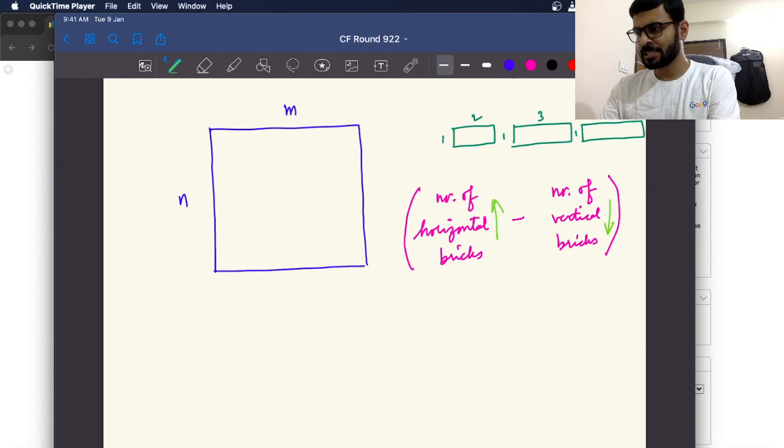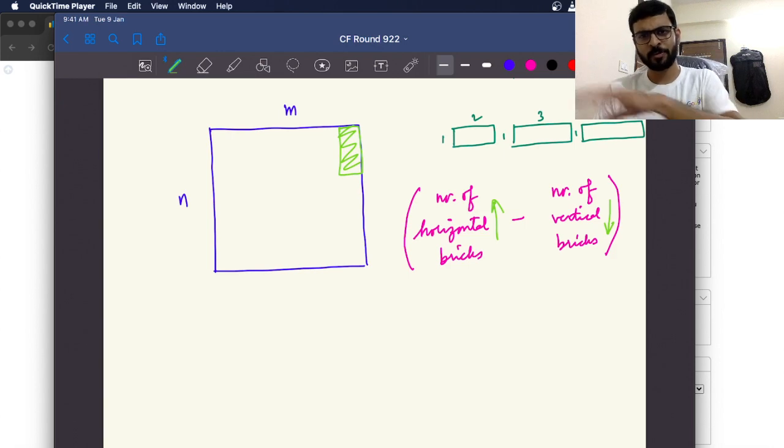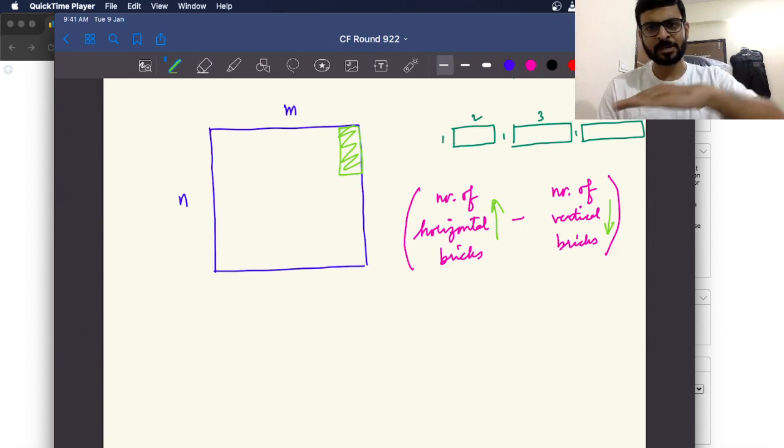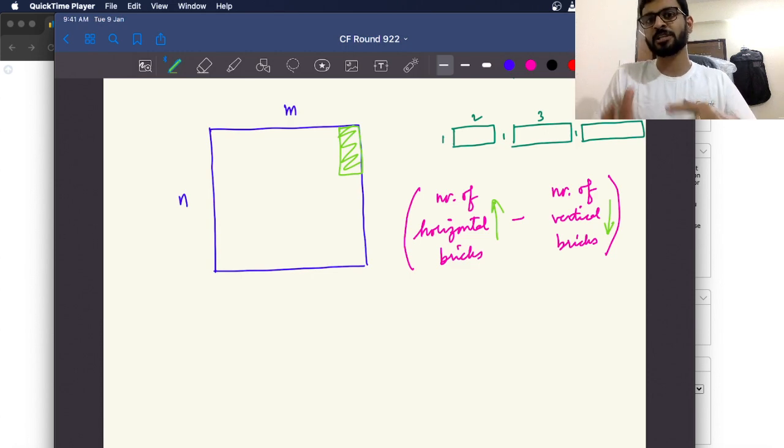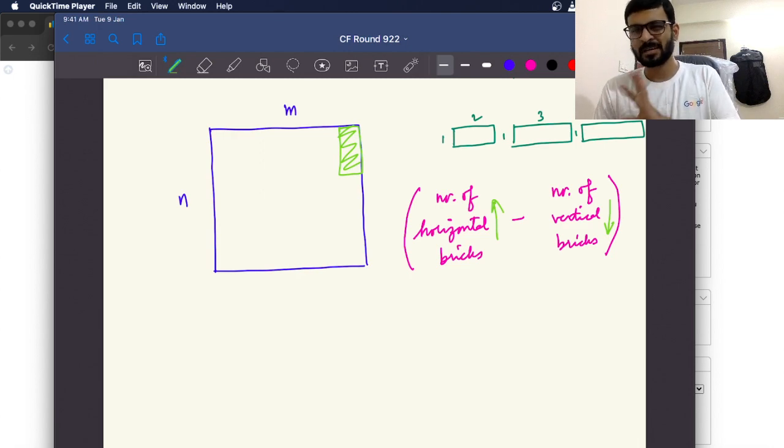If I look over here, let's say I use a vertical brick over here. First of all, it is occupying some space, which my horizontal bricks cannot use. So definitely that argument is not satisfied. If I use vertical bricks, I'm occupying the space which otherwise my horizontal bricks could have used. So first point is vertical bricks, there is no point of using it. There is another question.